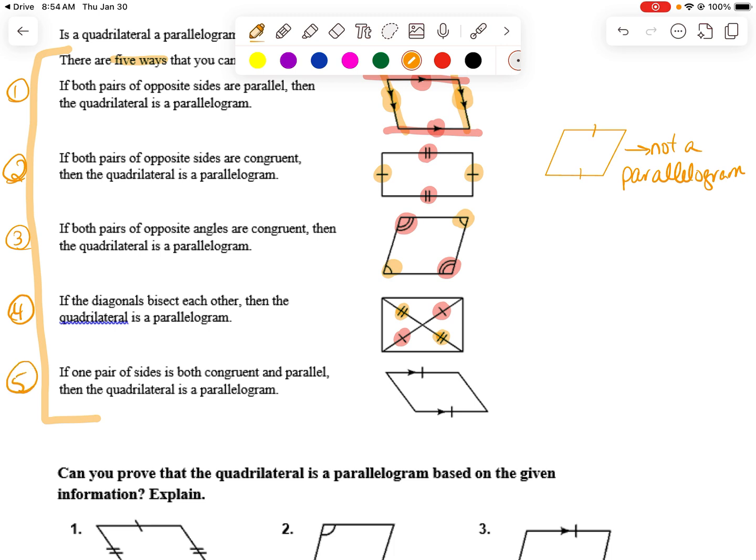but it works anytime we're trying to prove a parallelogram. So it says if one pair of sides is both congruent and parallel. So if we look here, we can see that these arrows mean that the lines are parallel, and these tick marks mean that the lines are congruent. So if one pair of sides is both congruent and parallel.